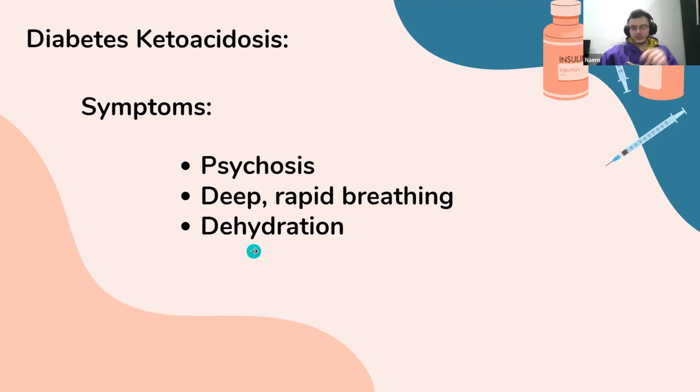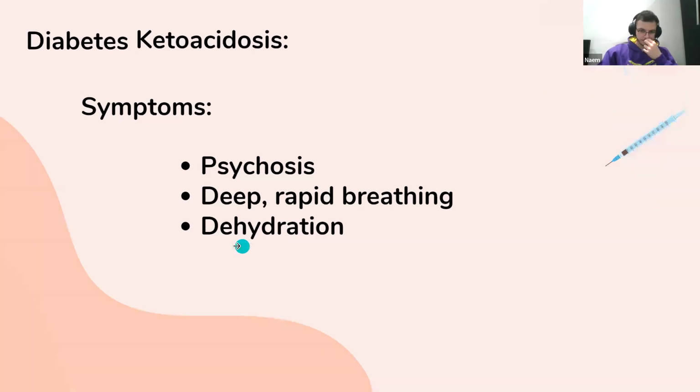Third thing, which is dehydration. These are the main three symptoms: dehydration, psychosis, and rapid breathing. Just know them. Psychosis, as I said, hallucinations, you can't think well, you start seeing things. Deep rapid breathing because you are in an acidosis state, and dehydration. Okay? Know these three very well.